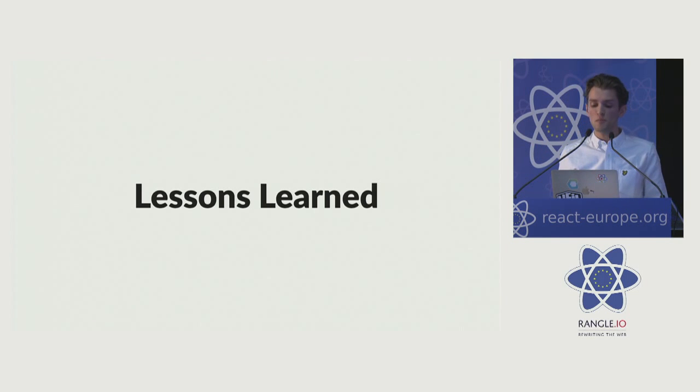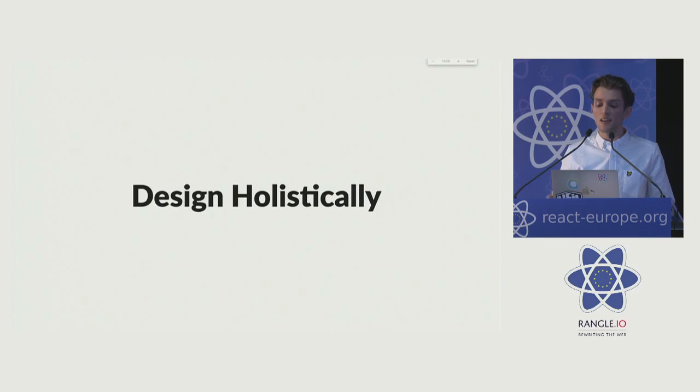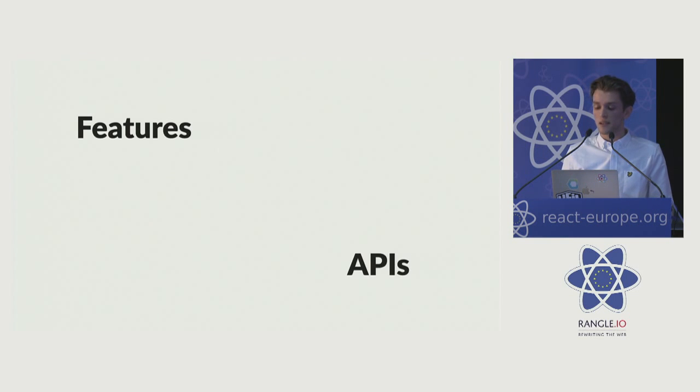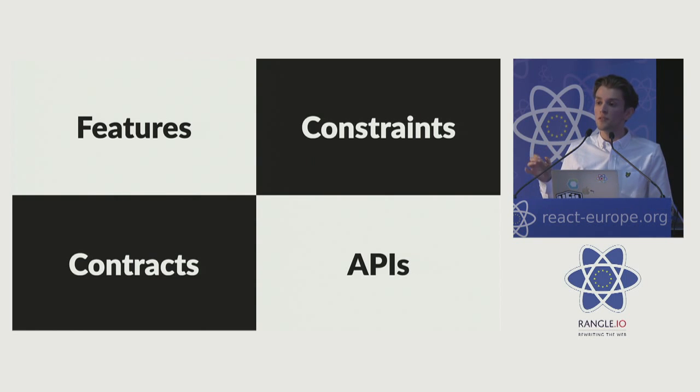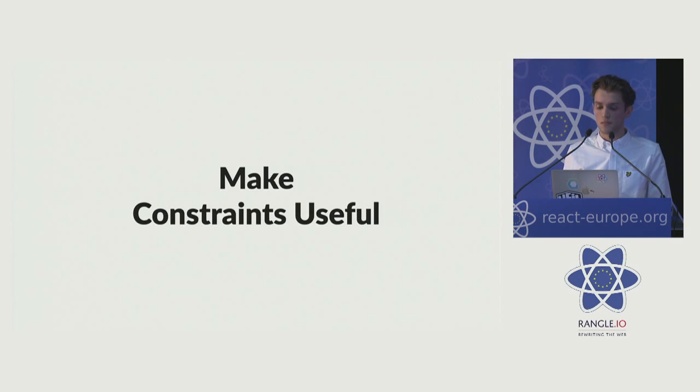So here is what I learned building and maintaining Redux. You need to design holistically. Don't just design APIs and features. Think about constraints that you put and the contracts that you provide to the users. Make constraints useful. Don't just decide that we're going to disallow it for no reason. You need to have a good rationale for why you're disallowing things and what you provide to the user instead.